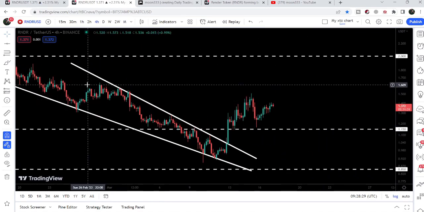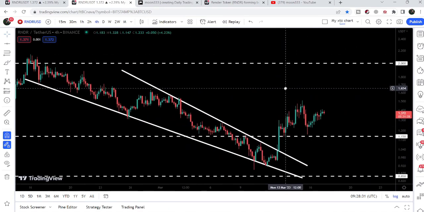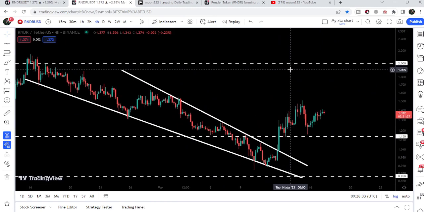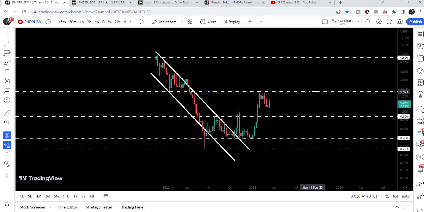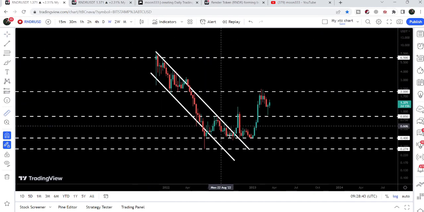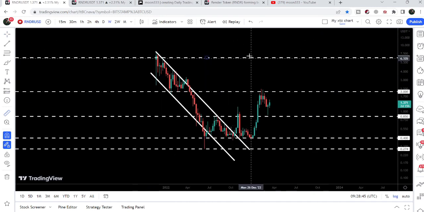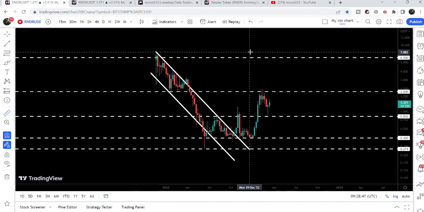Now, if we take a look at the target for this breakout from this falling wedge pattern, that is here at the top of the wedge, approximately at $1.90. In my point of view, there is a probability that the price may also try to break out this very long-term resistance of $2 as well. And the final target for this huge breakout from this down channel on the weekly time frame chart is here at the top of the channel. That is approximately from $8 to $10.